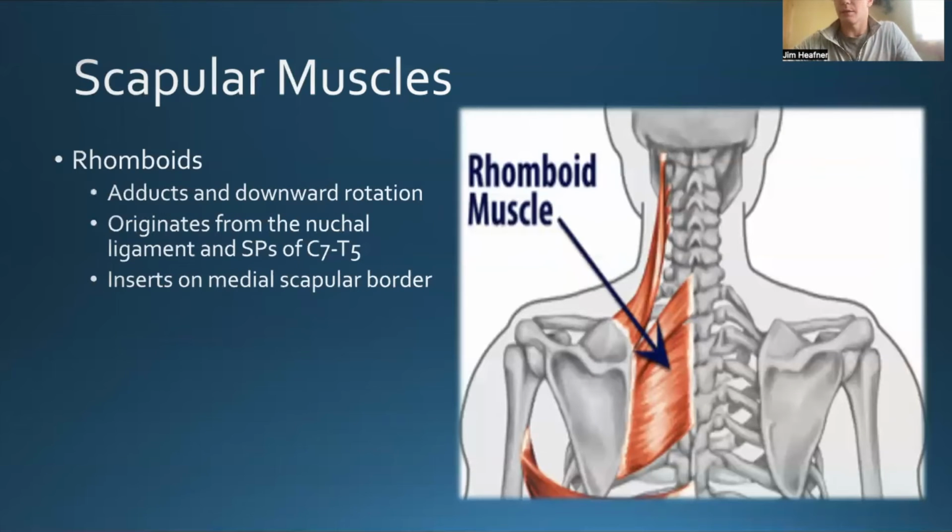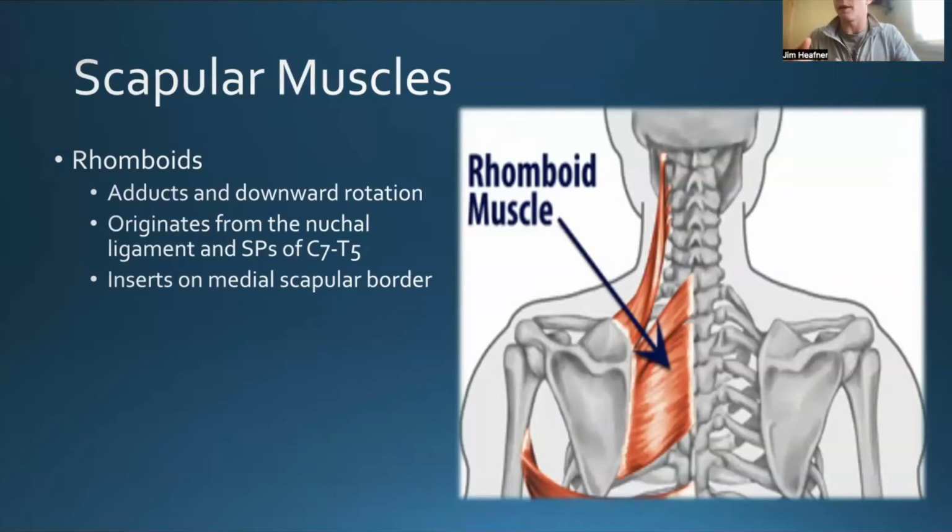I don't think about these muscles as individual entities. I try to think about how they function as a unit. So the rhomboid also adducts and downwardly rotates. Because of its attachment, it doesn't have that same upward elevation of the scapula. It originates on the superior nuchal ligament and the spinous processes of C7 to T5, so it really lines that interscapular border. When you do rows and that sort of motion, it helps draw the shoulder blades back together.